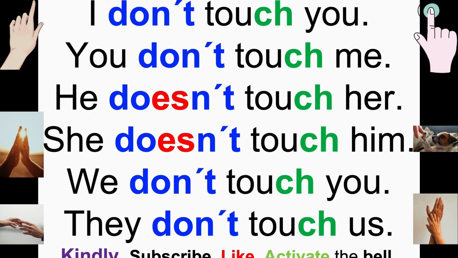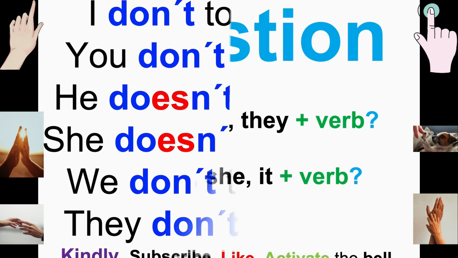I don't touch you. You don't touch me. He doesn't touch her. She doesn't touch him. We don't touch you. They don't touch us. As I repeat, in the negative form and the question form, the verb doesn't change with all the pronouns. But you need to write, in the negative form, he doesn't and she doesn't. Let's see the question form.